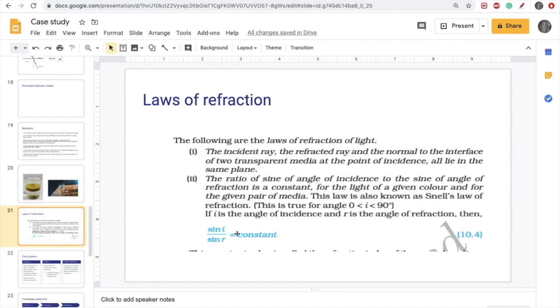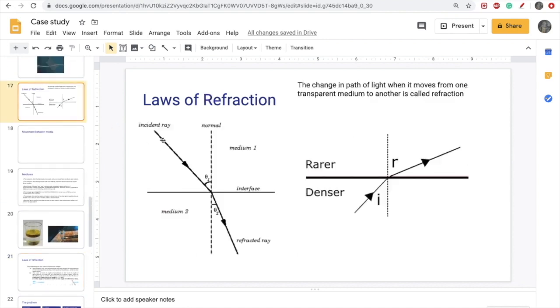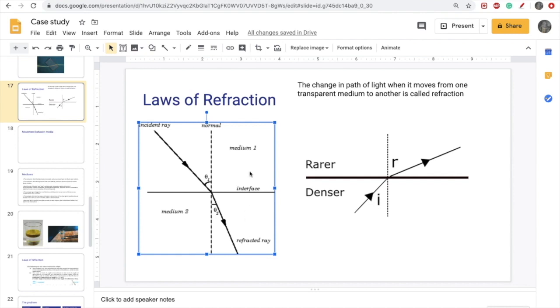Now let us go to the next law. This is very important. Just see here, I told you that even with the same medium, if it is always water and glass, for example, it bends in a particular way. But if it is water and air, it bends in some other way. So whenever the medium changes, the light always bends in a different way.